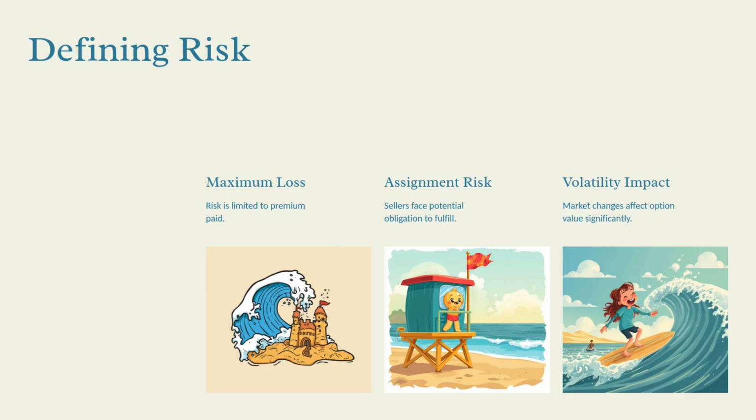And then volatility impact or volatility risk. So market changes can affect options pricing and values significantly. Changes in volatility directly cause changes in options pricing. When volatility increases, the prices of your options increase, and vice versa. When volatility goes down, the prices of your options go down as well.